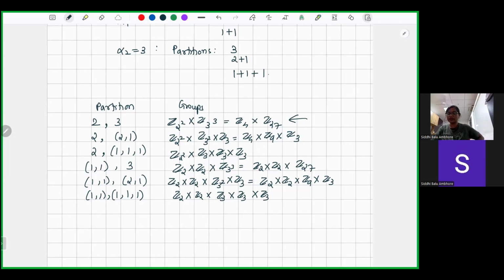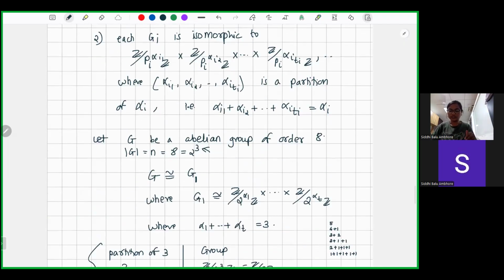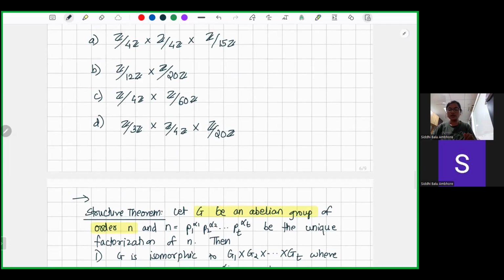And how to check that is basically comparing the order of a particular element in that group. What is the maximum possible order in this group? What is the maximal possible order in this group? And so on. You can continue and you can check that you get different orders in almost all of these cases. And that's how we get different groups. Okay, so that's the structure theorem we need to understand.